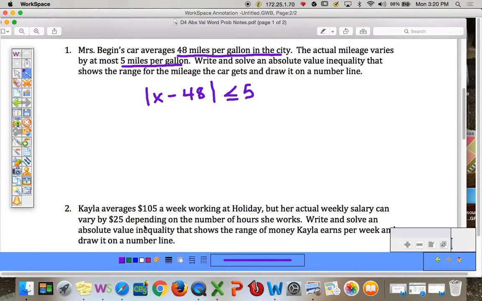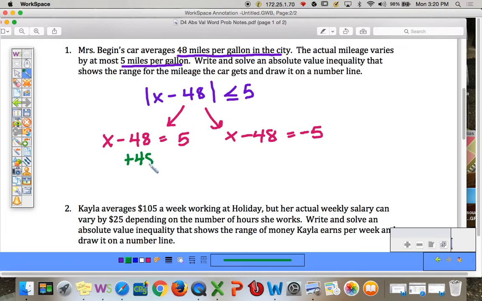So here's how we're going to set it up. The reason we set it up this way is when we split this up, we have our mileage can vary, so minus 48, and that can vary by positive 5 miles per gallon. And my mileage can vary by negative 5. Okay, so it can vary by 5 or negative 5. And if we solve, we're going to add our 48 to each side.